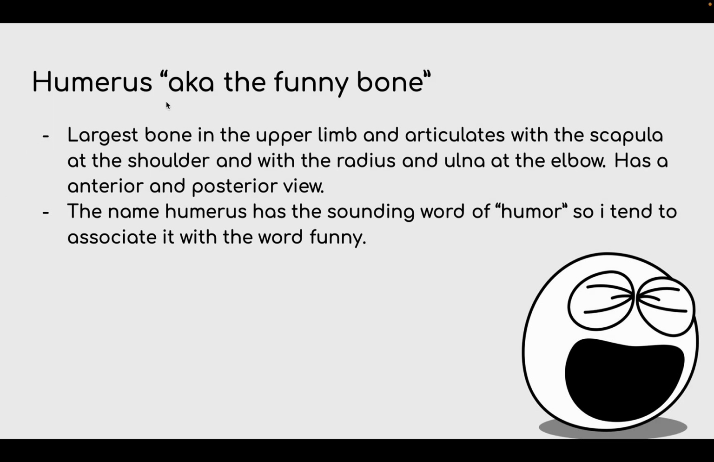Now starting off with the humerus, aka the funny bone. It is the largest bone in the upper limb and articulates with the scapula at the shoulder and with the radius and ulna at the elbow. It has an anterior and posterior view. The name humerus has a sounding word of humor, so I tend to associate it with the word funny.